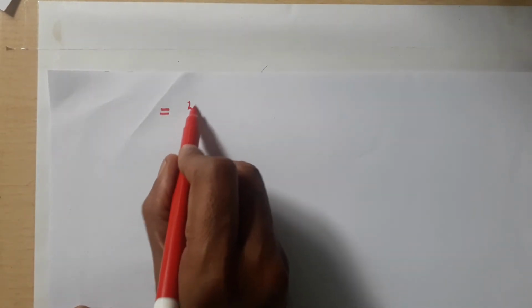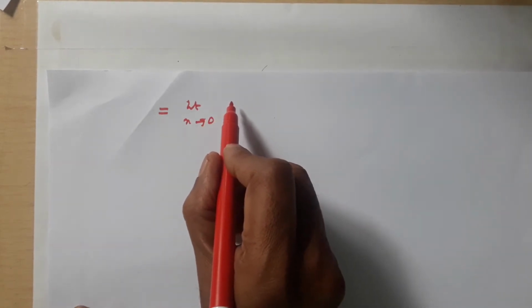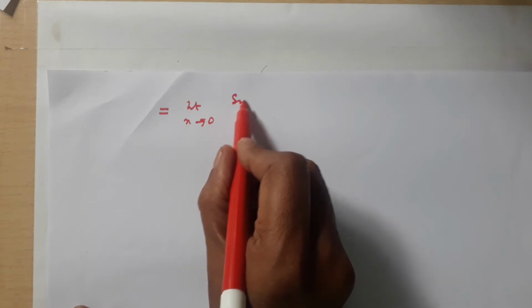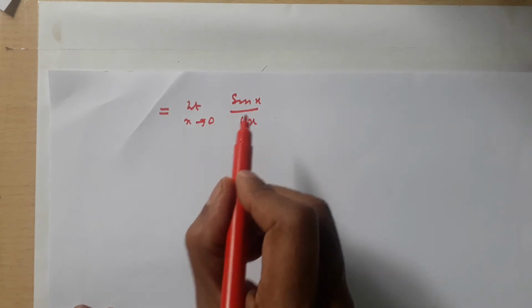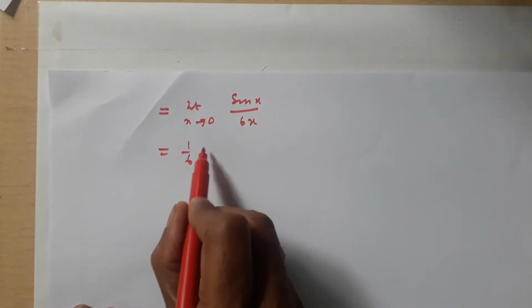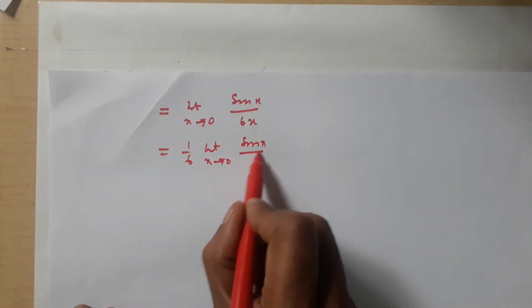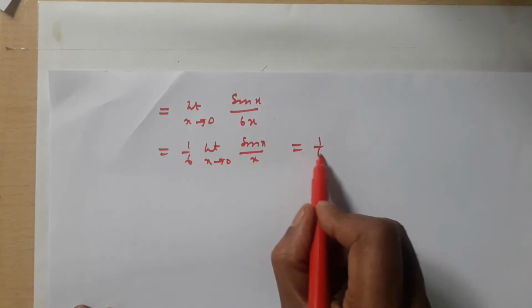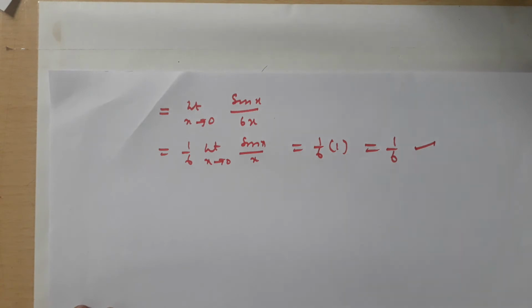Is equal to limit x tends to 0, 1 minus cos x: 1 differentiates to 0, minus cos x differentiation is sin x, so sin x divided by 6x. So 1 by 6 is constant. 1 by 6 into limit x tends to 0 sin x by x is equal to 1 by 6 into 1 is equal to 1 by 6. Right. The limit of that function is 1 by 6.